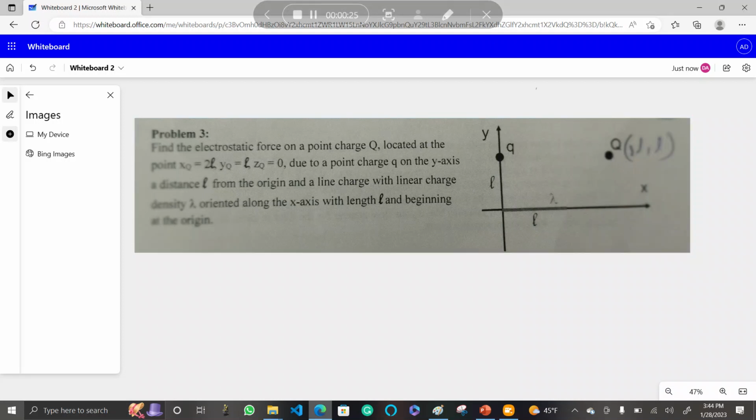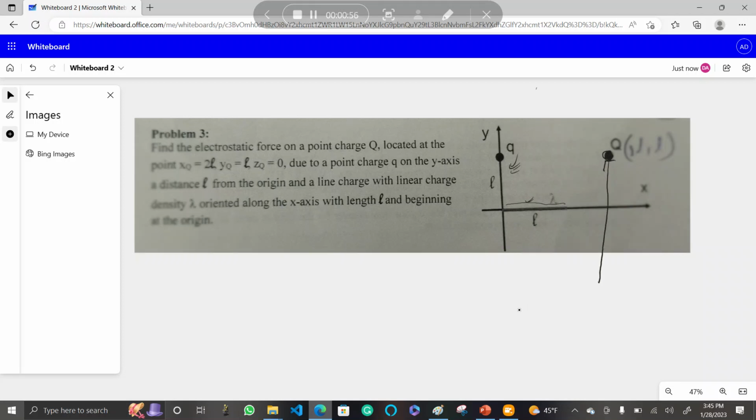because of a different type of charge contribution. We are interested in the electric field at that point because of this charge Q, which is a point charge, and the line charge, this lambda. So we have two types of combination here: this one is discrete and this one is a continuous charge distribution in this line. So we want to find the electric field at this point.